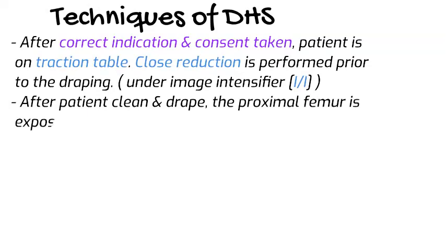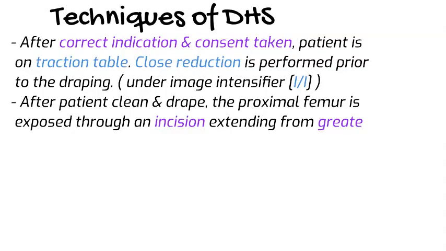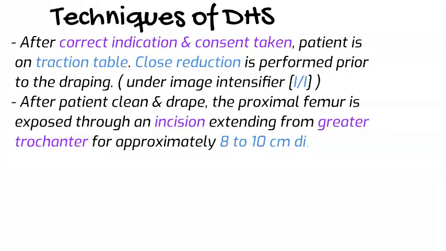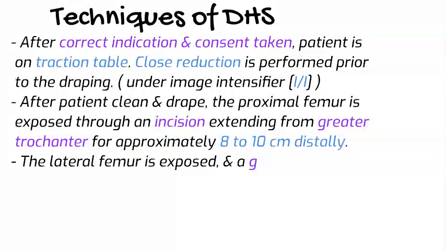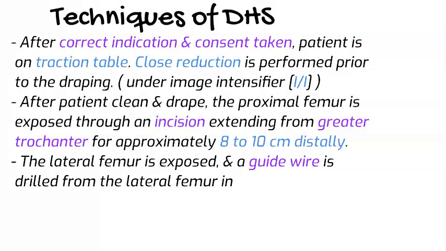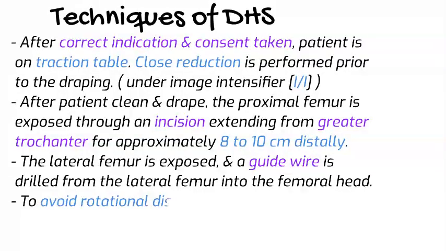After patient is cleaned and draped, the proximal femur is exposed through an incision extending from greater trochanter for approximately 8 to 10 cm distally. The lateral femur is exposed and a guide wire is drilled from the lateral femur into the femoral head.